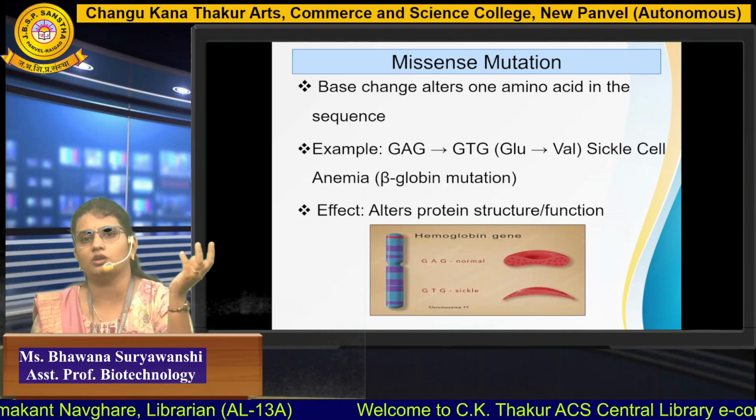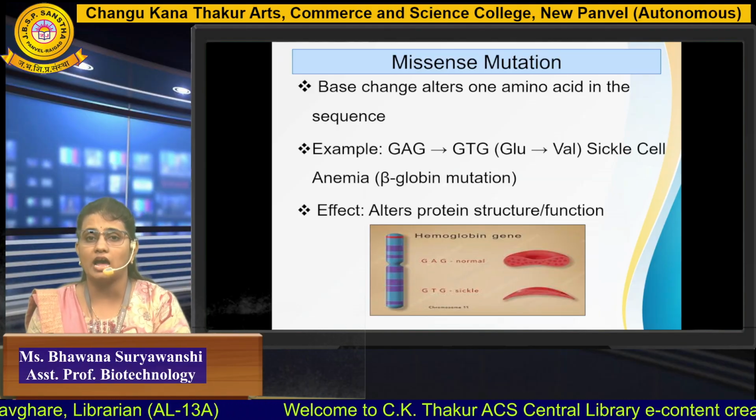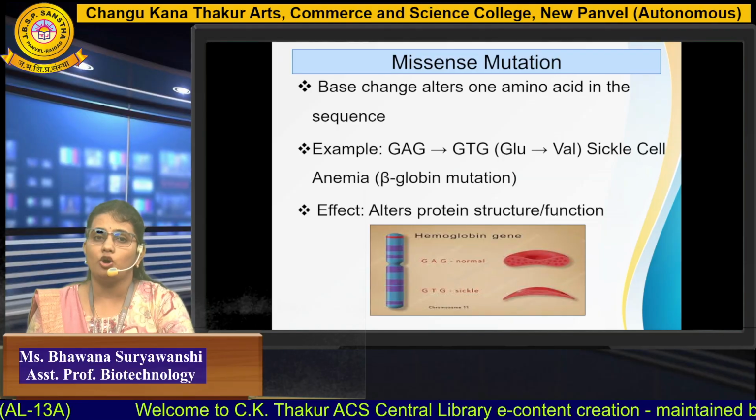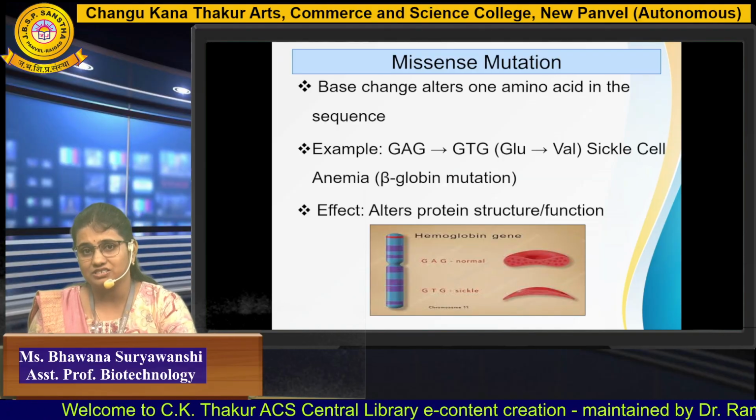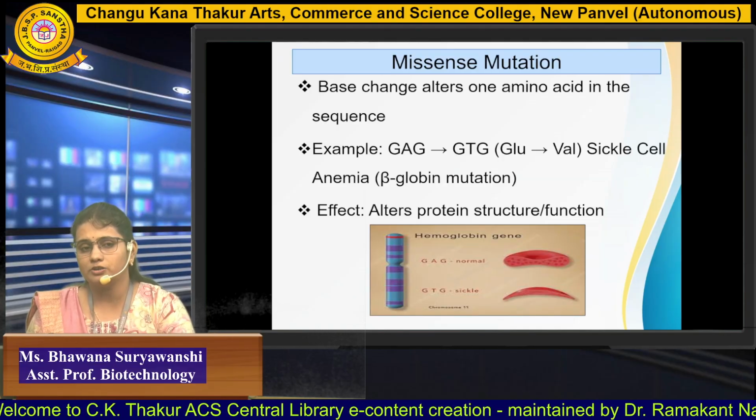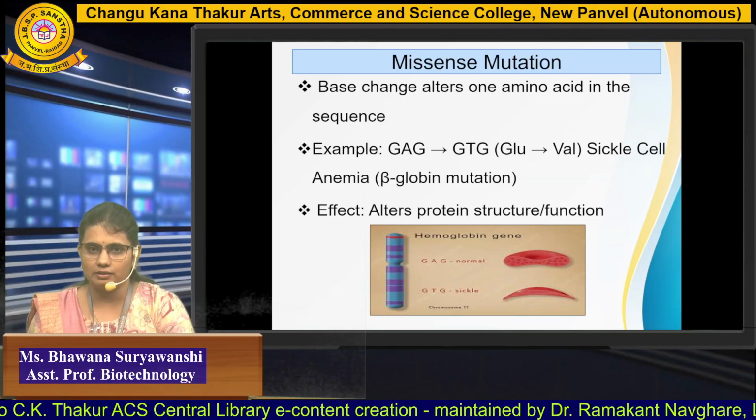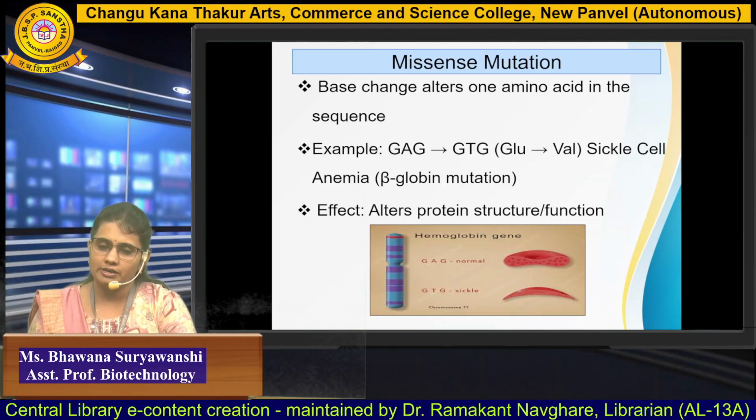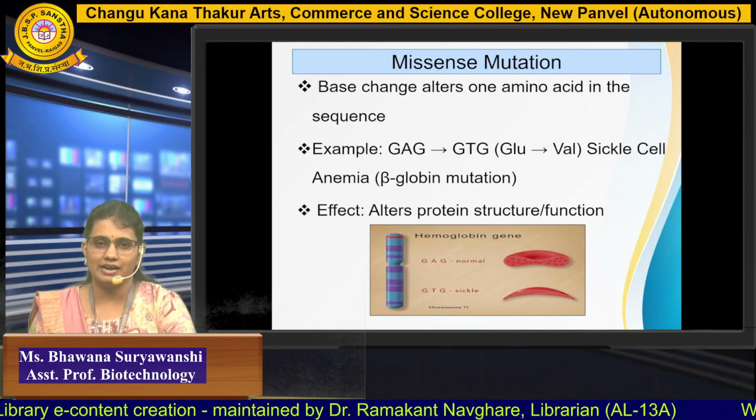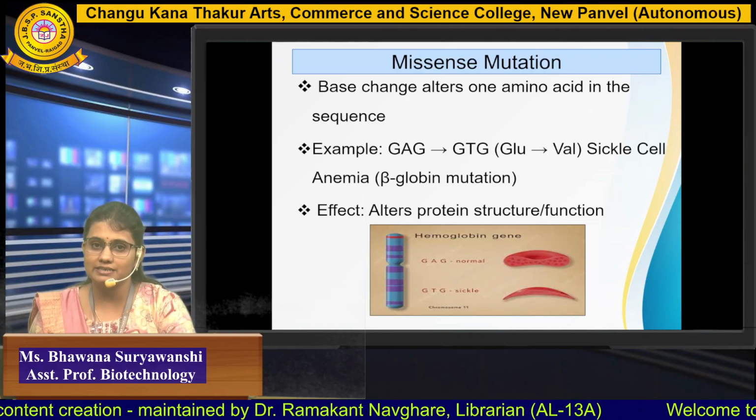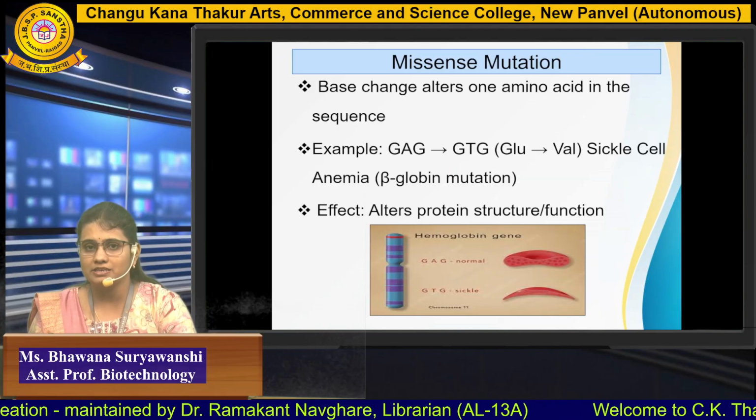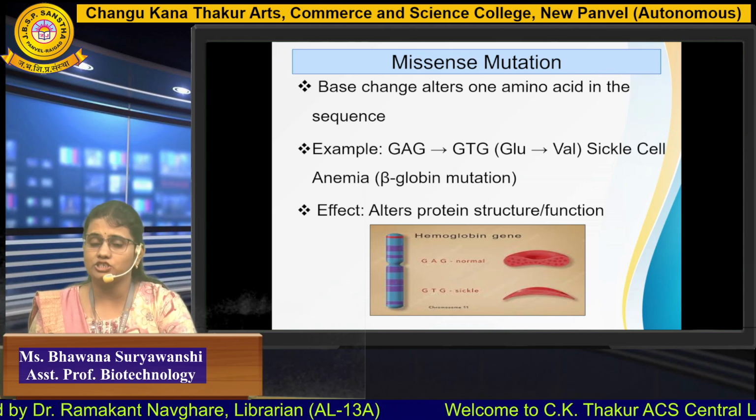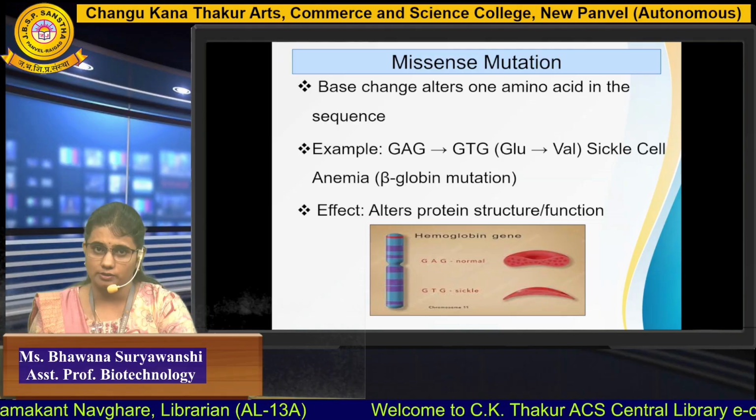Because we know structure and function of proteins are interrelated, right? So the structure and the function of this hemoglobin in the RBCs are affected, because hemoglobin is a major carrier, right? Carrier of what? Iron and oxygen. So that has been converted into a different structure, that is the sickle structure. You can clearly see the difference between the normal RBC and the sickle cell RBC. So this is one of the classic examples of missense mutation.